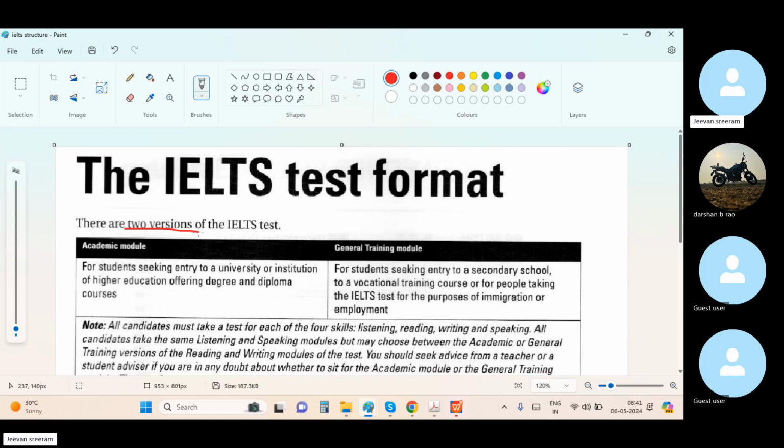If you really want to study abroad, you have to go with the academic module. The universities consider your IELTS score for allocating an admission for you. So if you want to immigrate to countries like Australia, Canada, etc., you have to give the general training test. There is not much difference between academic and general training tests. The only major difference is writing task 1, right?